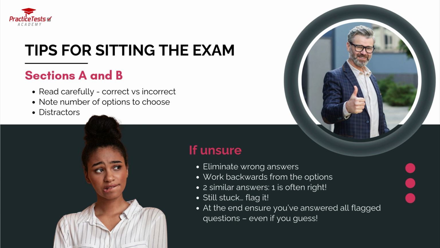Something I've noticed is that if there are 2 similar answers in a multiple choice question, one is often right because the other one has just been tweaked slightly to include a trap for you to fall into. So if there are 2 similar answers, focus on those because one of those is often right. If you're still struggling after having tried these tricks, then flag the question to come back to it at the end. And ensure at the end that you've answered all the flagged questions, ultimately, even if you have to have a guess. Having a guess is better than not trying to put anything at all.